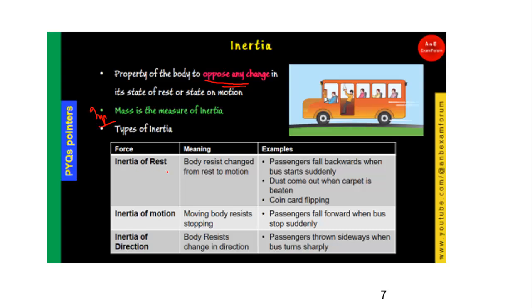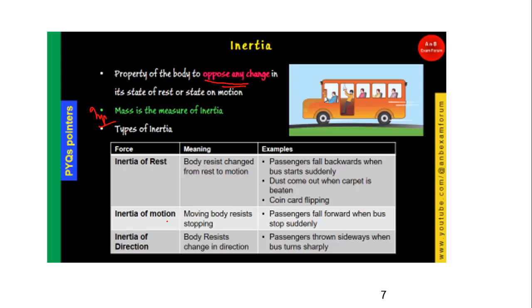What does inertia of rest mean? A body resists the change from rest to motion. The perfect example is that a passenger falls backward when the bus starts suddenly. This happens because you are at rest and your lower body starts moving, so your upper body falls backward, since the body opposes the change from rest. Similarly, dust coming out of a carpet when beaten, coin flipping, and a card on a glass are all examples of inertia of rest.